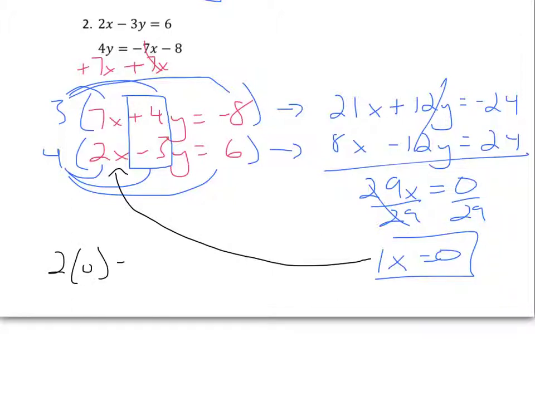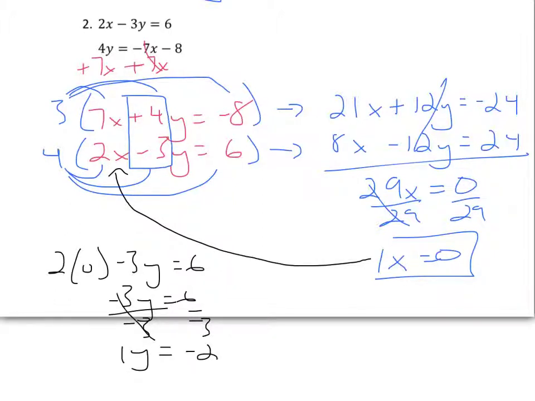And we'll have 2 times 0 minus 3y equals 6. 2 times 0 is 0, so you don't need to worry about that. So negative 3y equals 6, divide by negative 3, and y equals negative 2. That's it.